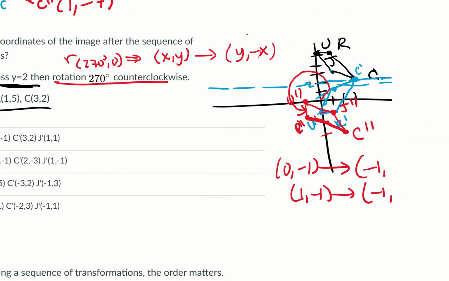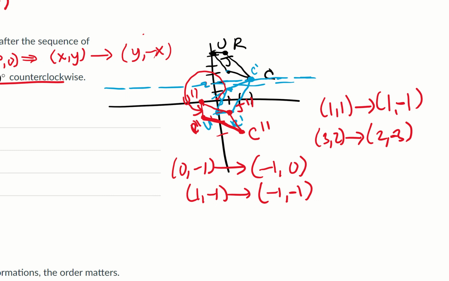So it looks like the coordinates of, let me label this. This one was J, right? J double prime. Yeah, so that was J double prime. This was R double prime. And then this one was C double prime, so on.